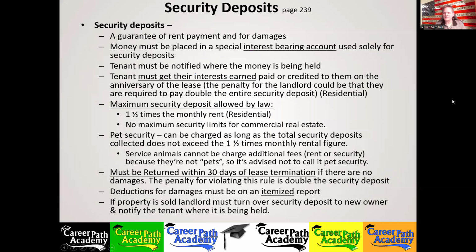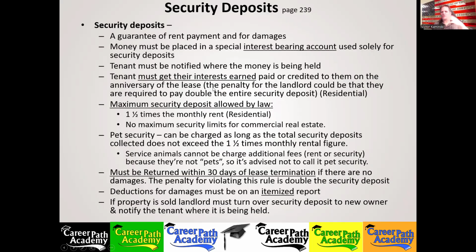Okay, security deposits. Let's talk about security deposits. What are security deposits? First of all, they're a guarantee of rent payment and for damages. That security deposit money must be placed in a special interest-bearing account used only for security deposits. The tenant must be notified where the money is being held, and the tenant must get paid the interest earned on their security deposit that's being held by the landlord on the anniversary of the lease every year.